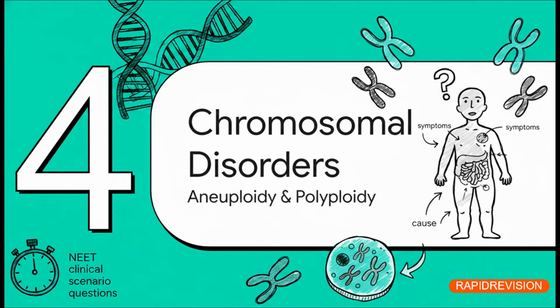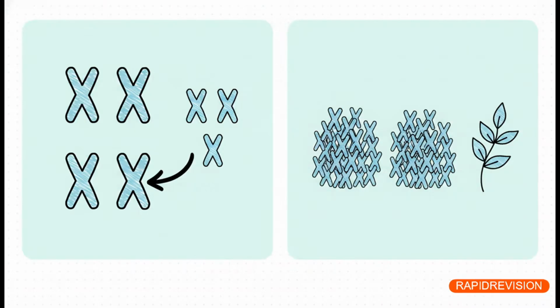Section 4. Chromosomal genetic disorders. Okay, understanding these disorders is absolutely vital for the latest pattern of clinical scenario questions. We have to differentiate them clearly. Aneuploidy is just the gain or loss of one or maybe a few individual chromosomes. Think 2n plus 1 or 2n minus 1.